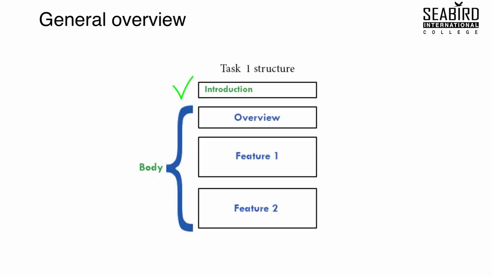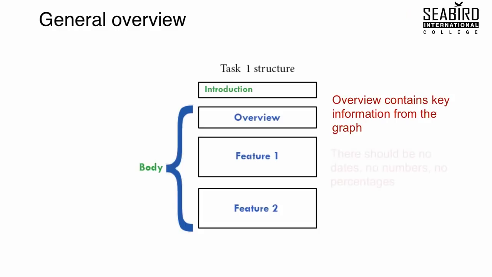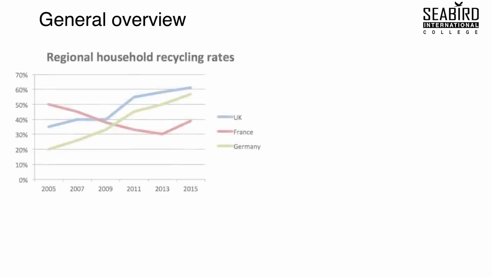After you have written the introduction, it's time to write an overview. An overview is a paragraph that contains all the key information from the graph. When writing an overview, you should not state any specific details. You should simply write what's happening on the graph overall. So, no dates, no numbers, no percentages in your overview, just general trends.